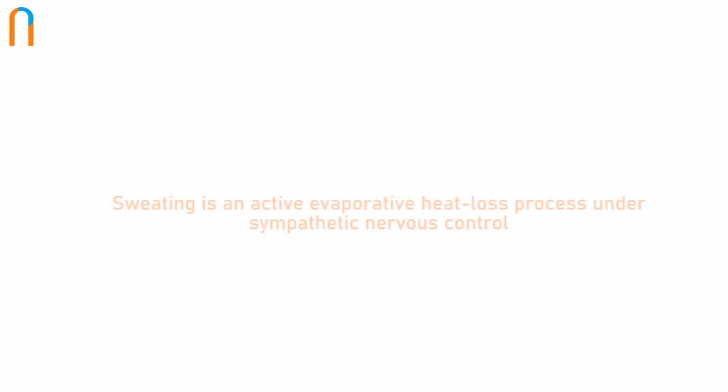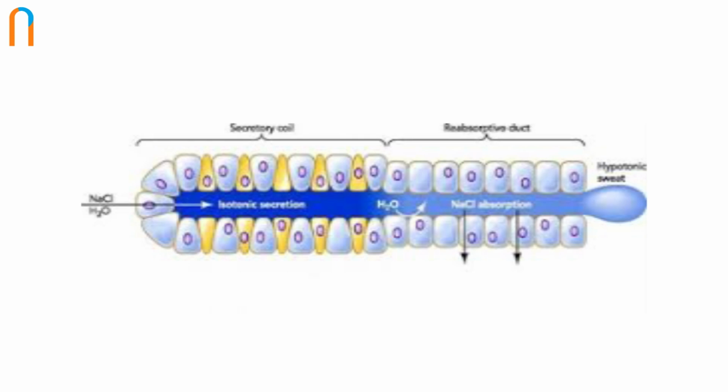Sweating is an active evaporative heat loss process under sympathetic nervous control. The rate of evaporative heat loss can be deliberately adjusted by varying the extent of sweating, which is an important homeostatic mechanism to eliminate excess heat as needed. In fact, when the environmental temperature exceeds the skin temperature, sweating is the only avenue for heat loss, because the body is gaining heat by radiation and conduction under these circumstances.